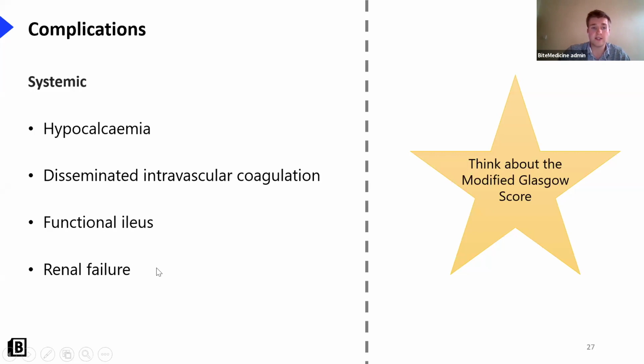Renal failure. Well, this is going to occur due to things like third space losses. So this is where, again, we have our inflammatory response causing vasodilatation and capillary leakage. So there's less fluid volume within the intravascular compartment, which means that your kidneys are going to get less blood supply, and you could enter into a pre-renal AKI-like state.